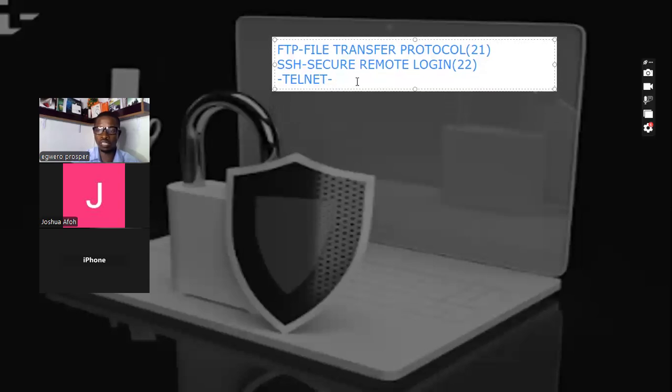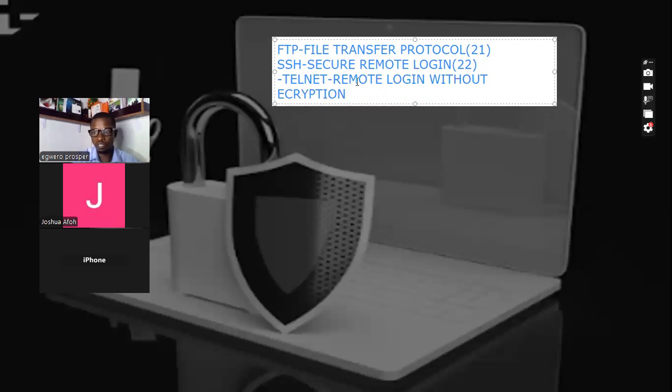Let's look at the next one. Telnet. So we have this also called Telnet. Telnet is an abbreviation of Telecommunication Network. Let me just briefly explain it for clarity purposes. This one is remote login, correct? Yeah, remote login without encryption. And it uses port 23.